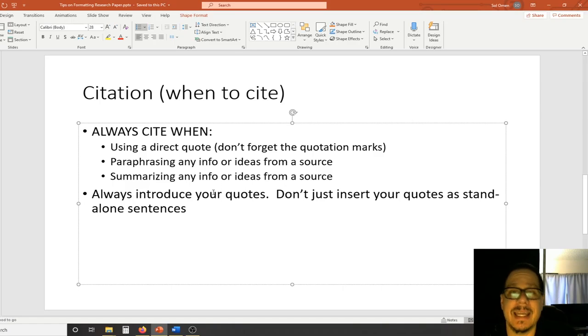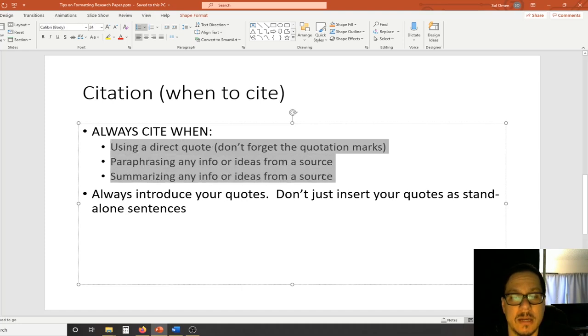So basically any ideas, any information that you get from a source, you have to cite where you got it from. Otherwise, you're claiming responsibility for that information or those ideas, and that is considered plagiarism, right? And so you cannot do that. And so these are the 3 times when you cite information.